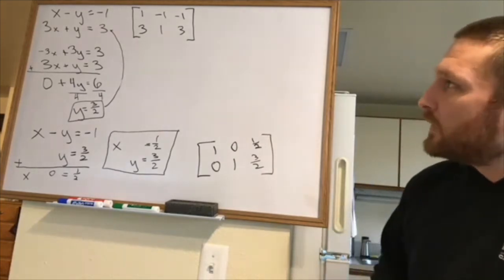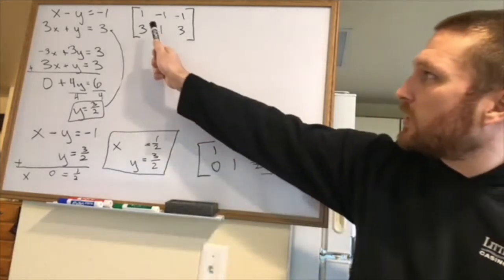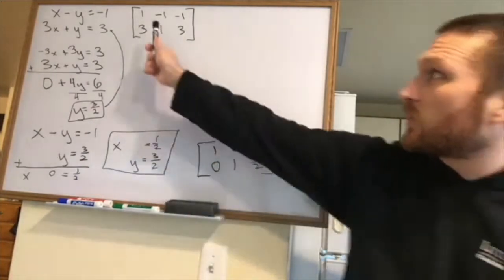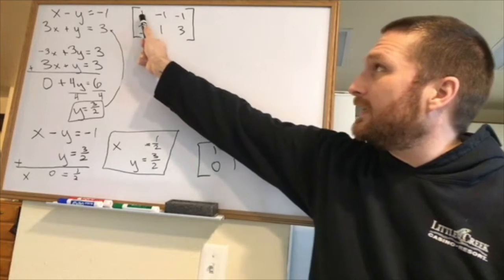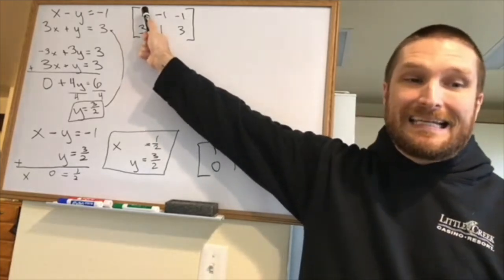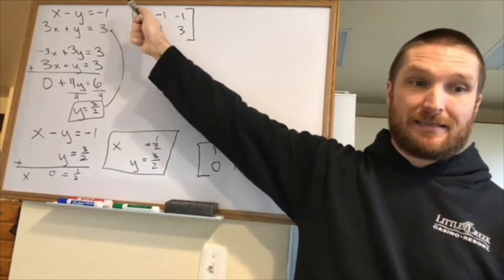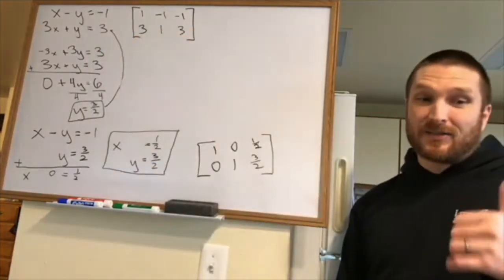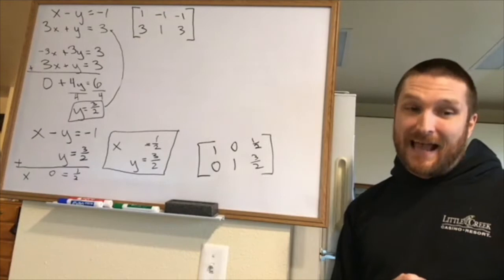So this is our reasoning. It's like, I need to turn this thing into this thing. I notice that there's already a 1 right here. We call this a leading 1 because it's in the lead, right? It's out front. It's a leading 1. That's good. That's actually your second step.